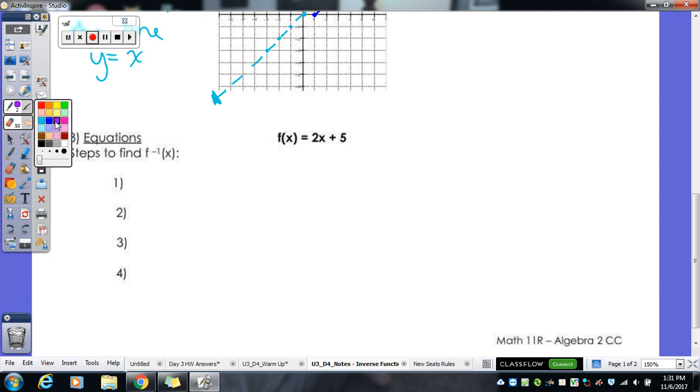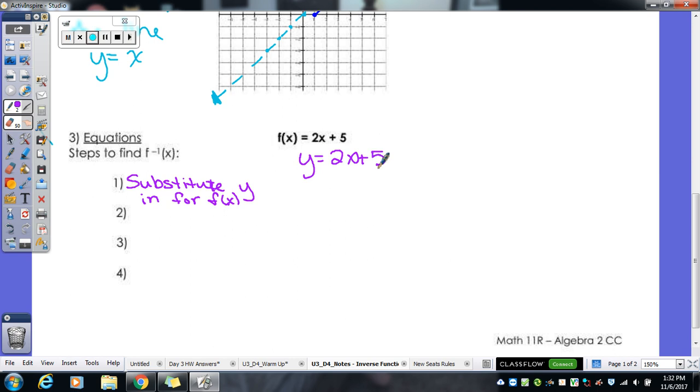Alright, so looking at the last part, if you are trying to find your inverse from an equation, that is a little bit more difficult. You got a couple extra steps there. So first thing you want to do is substitute y in for f of x. So if your equation does not already have a y in it, you want to put a y in there. So looking over on the side, we have the function f of x equals 2x plus 5. So I'm going to make this y equals 2x plus 5. So that's our first step. Replace your function notation with a y.